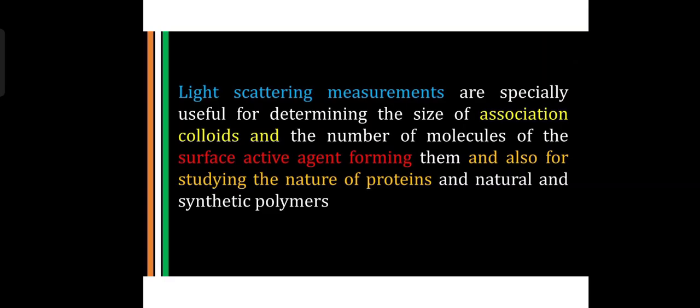One more point is that light scattering measurements are useful for association colloids. I have already discussed the association colloid concept; those are the surfactants or surface active agents. With the help of light scattering, we can determine the size of association colloids and the number of surface active agent molecules forming them. We can also study the nature of proteins and natural and synthetic polymers, such as how much protein bonding is there, by measuring the light scattering effect.